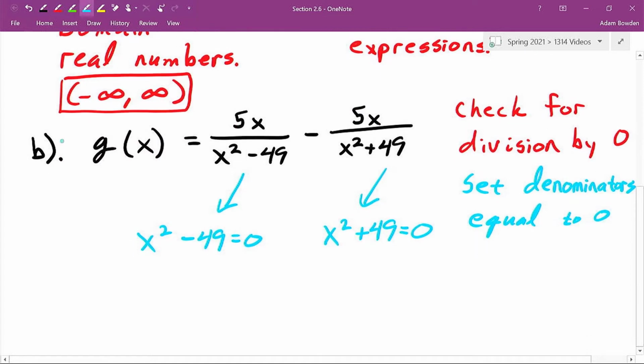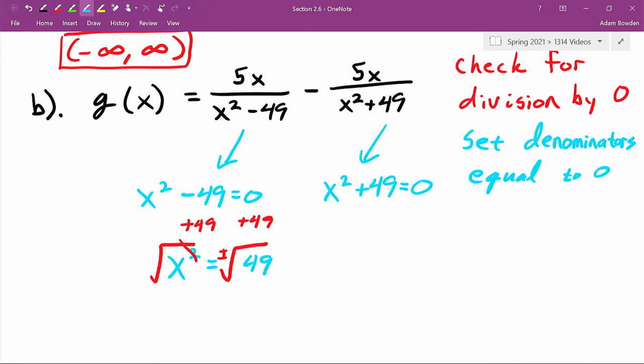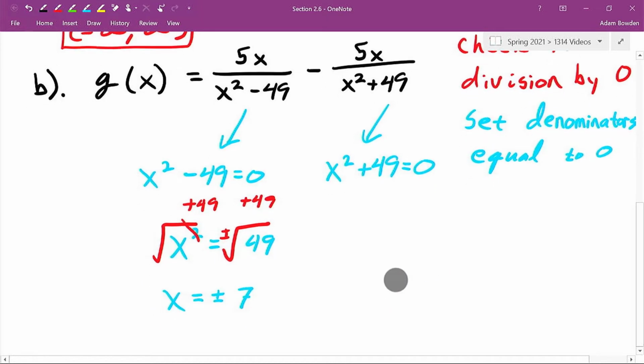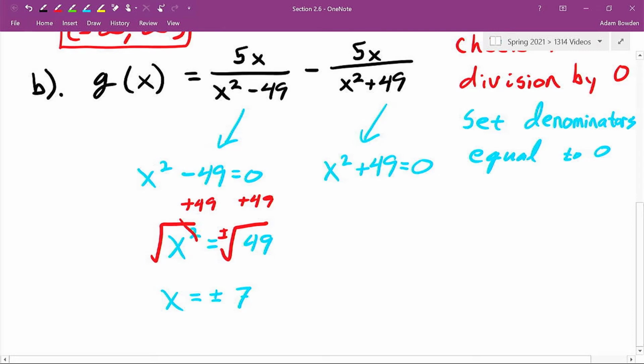For the first one, I'm going to add over the 49, so I have x squared equals 49. And then we're going to take the square root of x squared and the 49. But in order to solve, we have to put the plus or minus in front of the number. So x would be equal to plus or minus, and the square root of 49 is 7. So those are two numbers that are not in the domain because they cause division by 0.